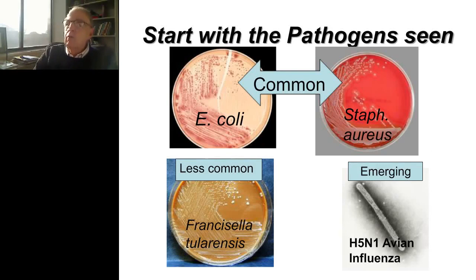So I like to start with the potential pathogens involved. I've shown this picture, E. coli and Staph aureus. It's very common for a laboratory to encounter. But down at the bottom left-hand corner is a picture of Francisella tularensis, a several-day-old culture growing on chocolate agar. And on the right-hand side is H5N1 avian influenza. Labs throughout the country encounter both of these organisms.